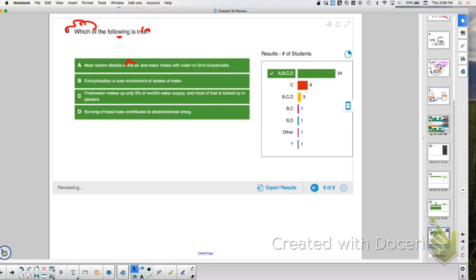All right. And number 9, which of the following is true? Most CO2 in the air and water mixes with water to form bicarbonate. Did we say that in the notes? Yes. Eutrophication is over-enrichment of bodies of water. That is true. Fresh water only makes up 3% of the world's water, and most of that is what? Glaciers. And burning of fossil fuels contributes to photochemical smog. Yes. Okay?